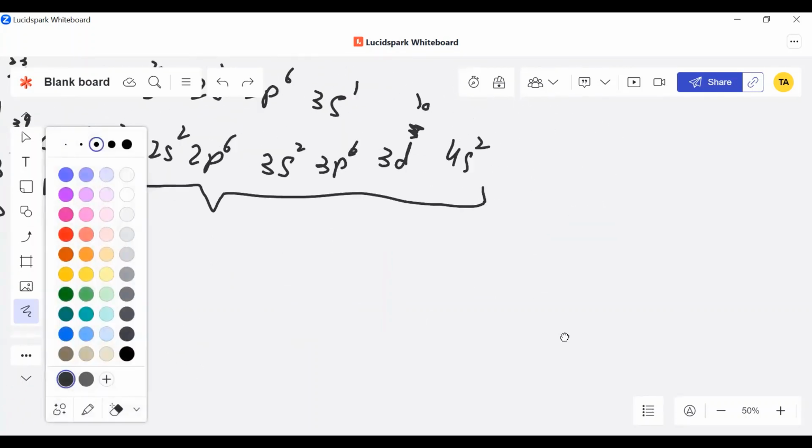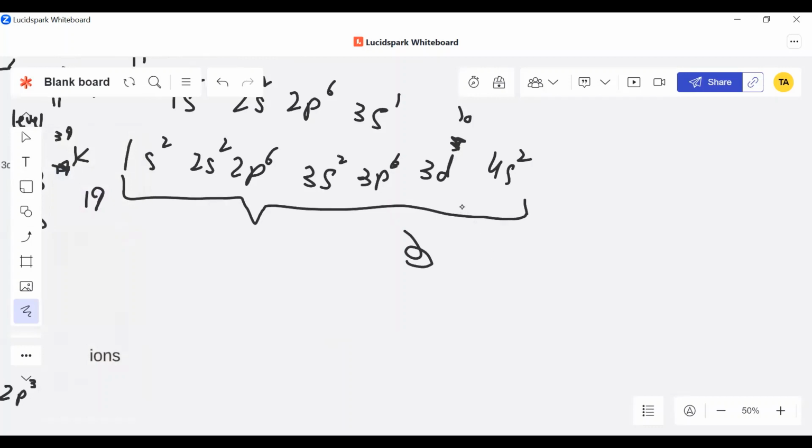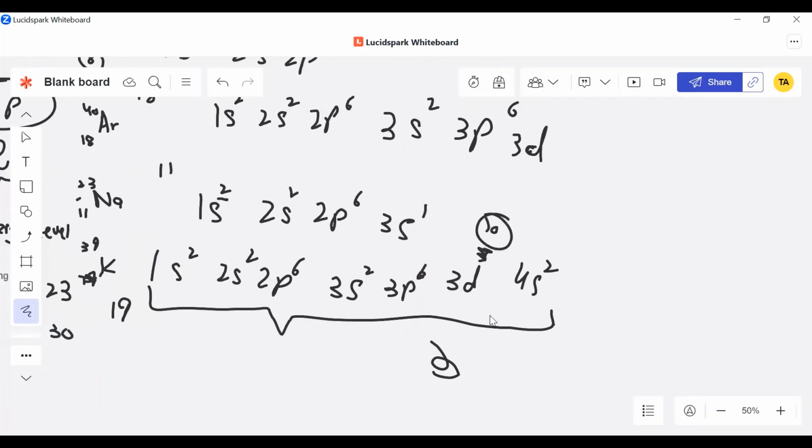So when I get to the 10 electron mark, when the d shell gets to 10 electrons, I move on to the 4p. Then I fill the 4p, and then if I want, I can also fill the 4d, but I won't usually get to the 4d mark. So that was electronic configuration.